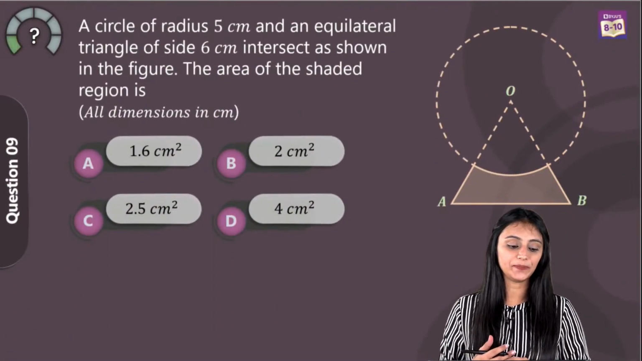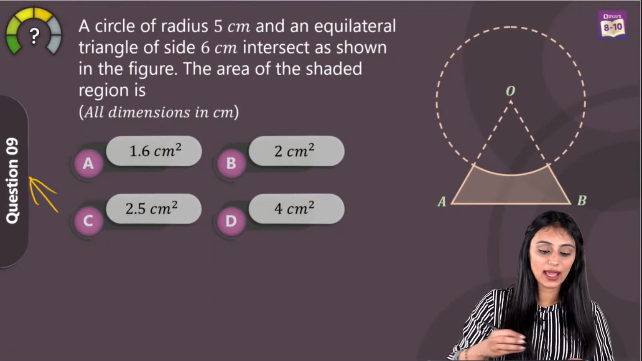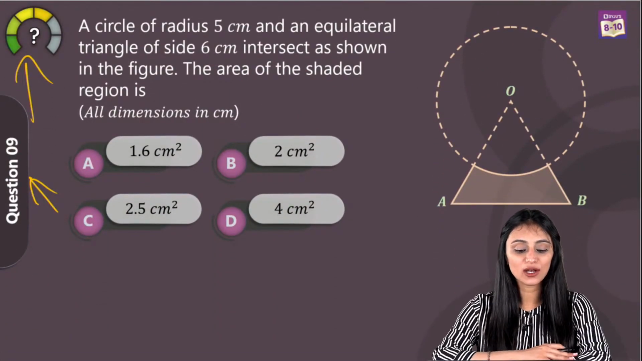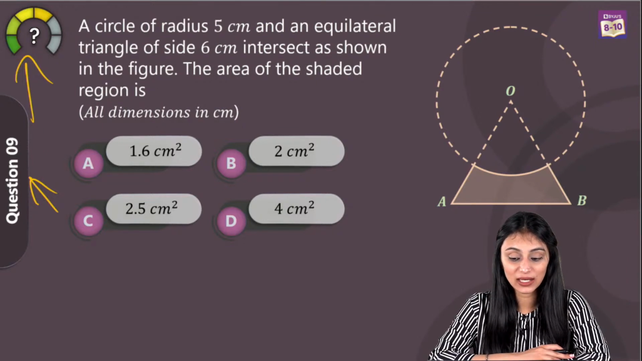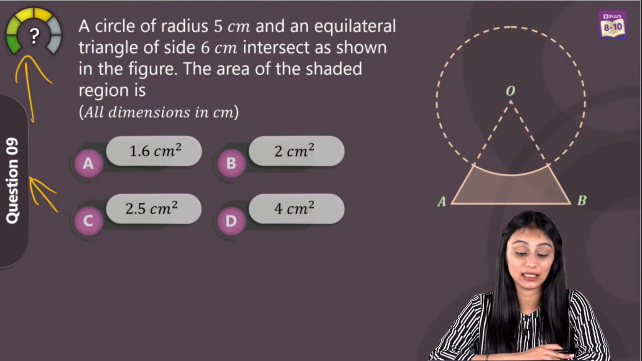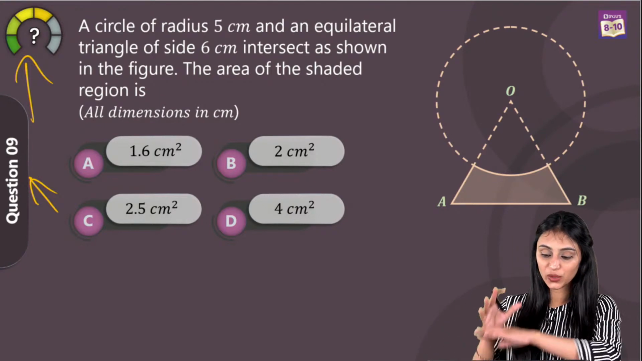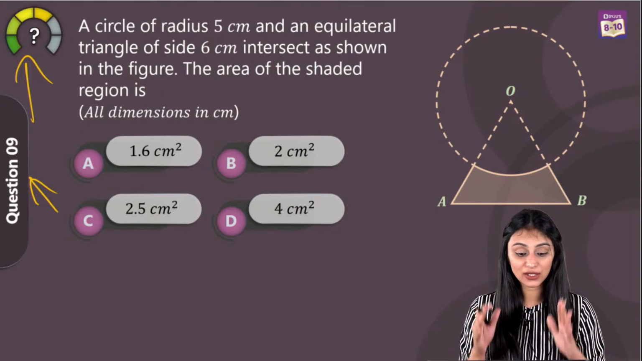Now let's move ahead. So we have our question number 9 now, and this is a moderate one. A circle of radius 5 centimeter and an equilateral triangle of side 6 centimeter as shown in the figure. The area of the shaded region is, all dimensions in centimeters. So you can see the figure. You have a circle here and there is an equilateral triangle.